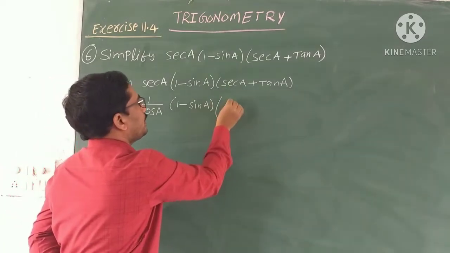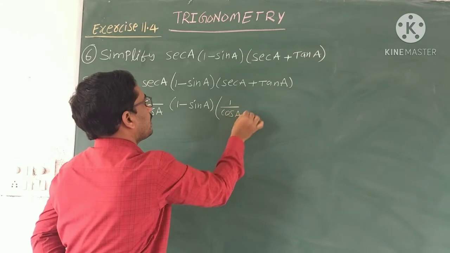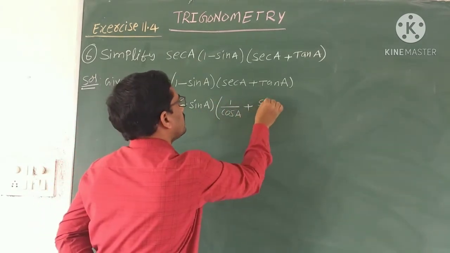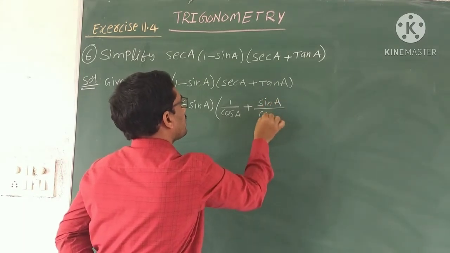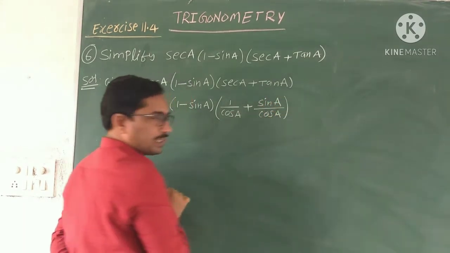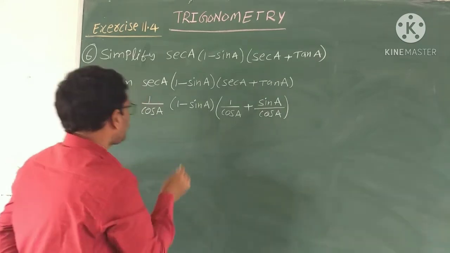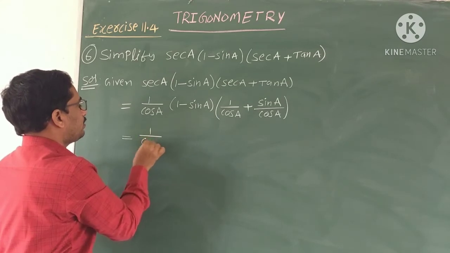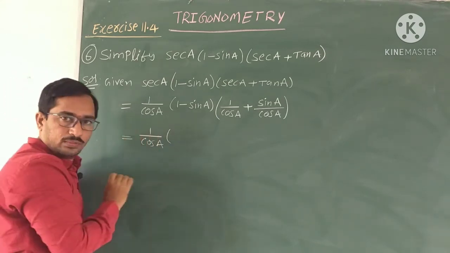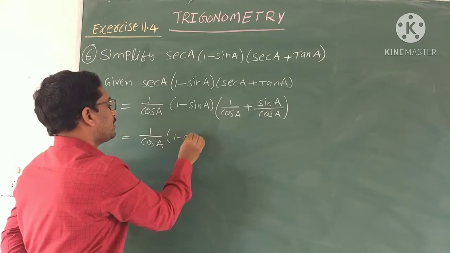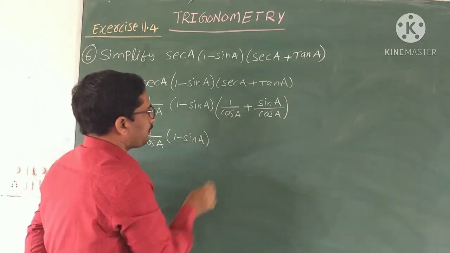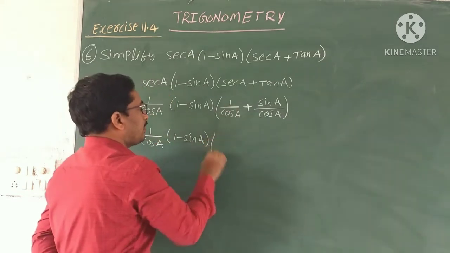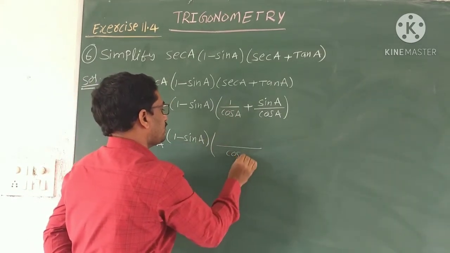Again, sec A equals 1 by cos A plus tan A in terms of sin and cos. Tan A value is sin A by cos A. Next, the first term stays as it is, 1 by cos A, and 1 minus sin A stays as it is, and the second term also. Now in the third term the denominator is the same, cos A. Now add the numerators. The LCM is cos A.